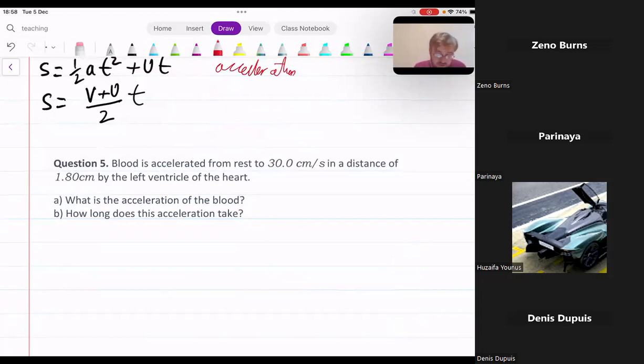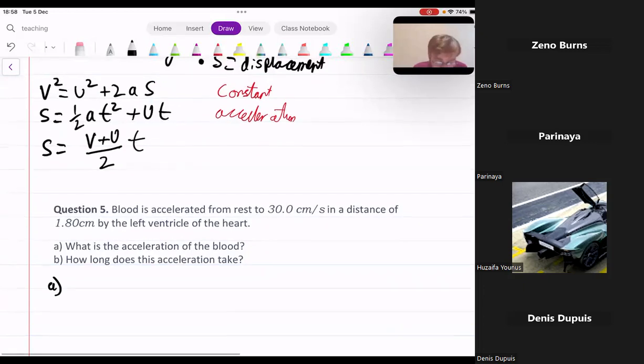Okay, so question 5 is, in your heart, I don't know if you've seen these in biology, but you have 4 different compartments. And in one of them, called the left ventricle, blood is accelerated from rest. So it starts off at rest, and it's accelerated to 30 centimeters per second. And this is done in a distance of 1.8 centimeters. So your heart's about this big, that little part of your heart. So we're after, what is the acceleration of the blood?